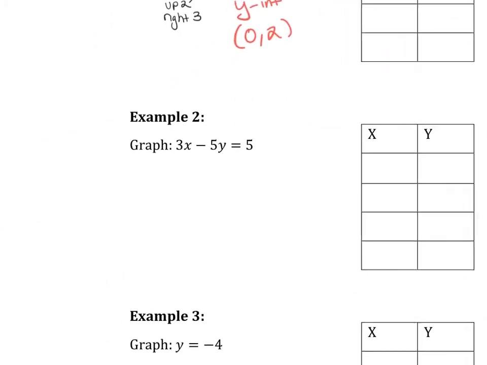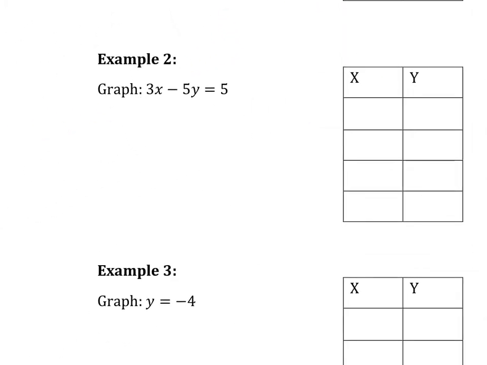If we look at our second one, 3x minus 5y, if you wanted to rearrange this so it's in slope-intercept form, that's fine. You should have ended up with y equals 3 over 5x minus 1. So if you did that, then you can use your calculator or use the method that we use for example 1.